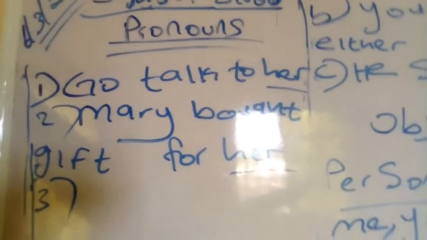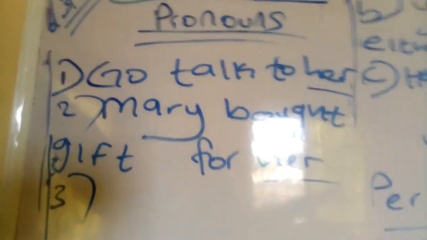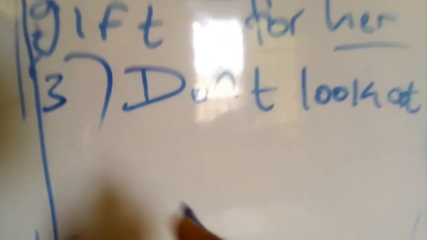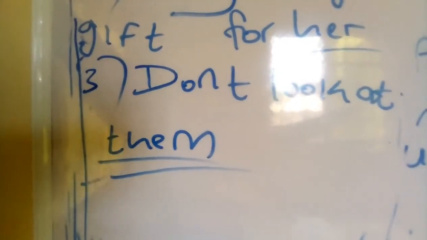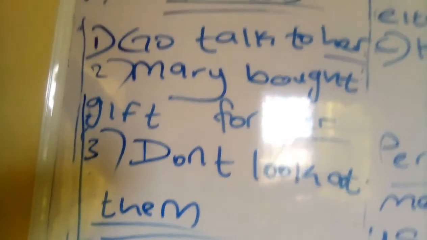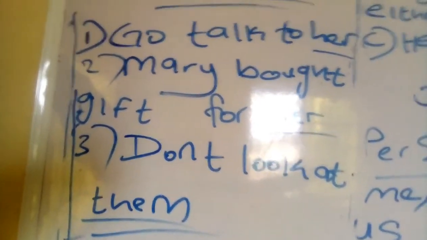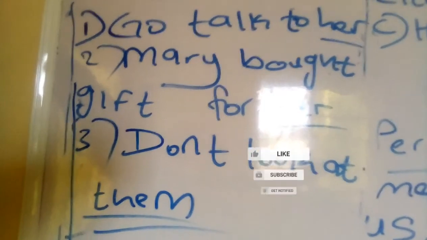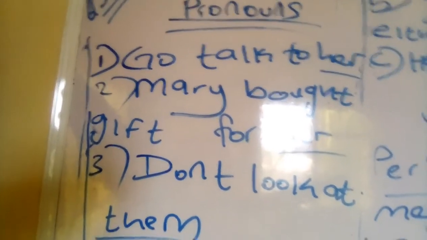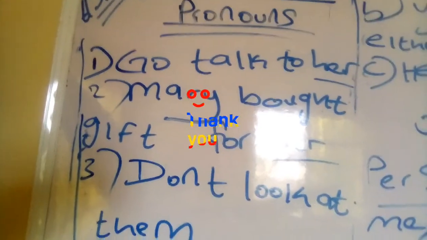Have you been able to copy this? Let's look at the last. There are so many examples. Don't look at them. Them is an objective personal pronoun. I hope you understand this. Objective and subjective personal pronoun. Objective personal pronoun is where the pronoun serves as the object of the sentence, receiving the action, while subjective personal pronoun is when the pronoun serves as the subject of the sentence.